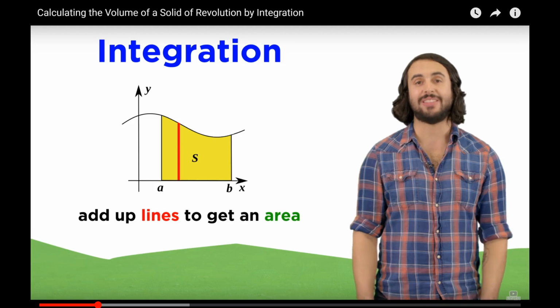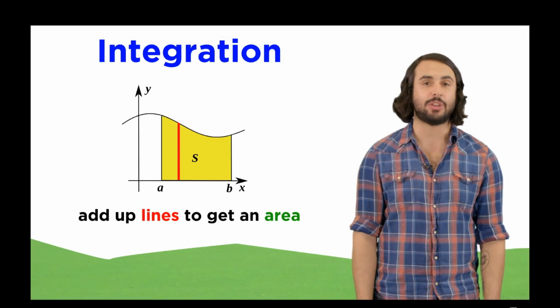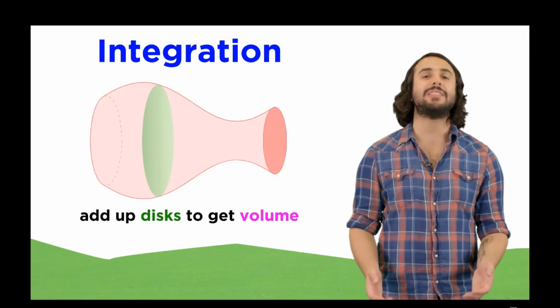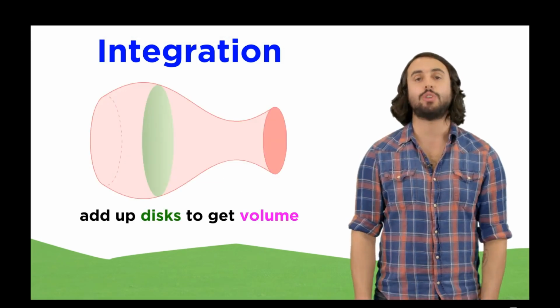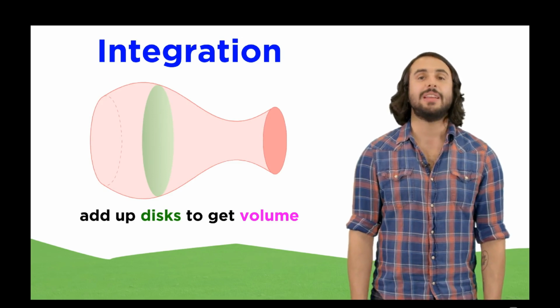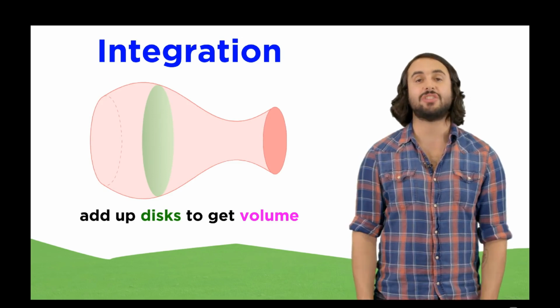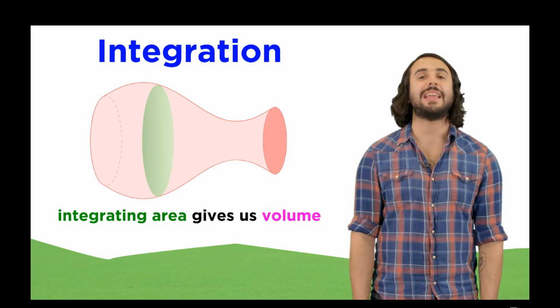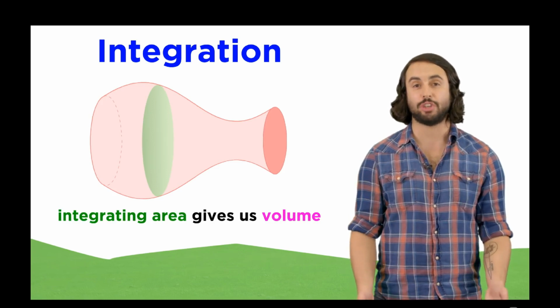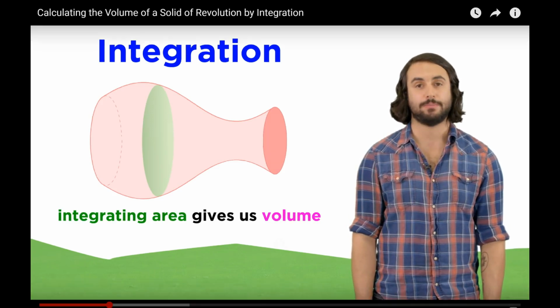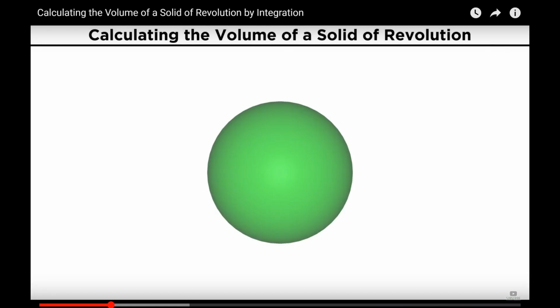process. In the limit of infinitely thin rectangles, we are adding up infinitely thin cross sections, which we can call disks. Since each of these disks is a two-dimensional area, taking the integral of an area function will give us volume. Okay, so basically, for example, take the sphere.